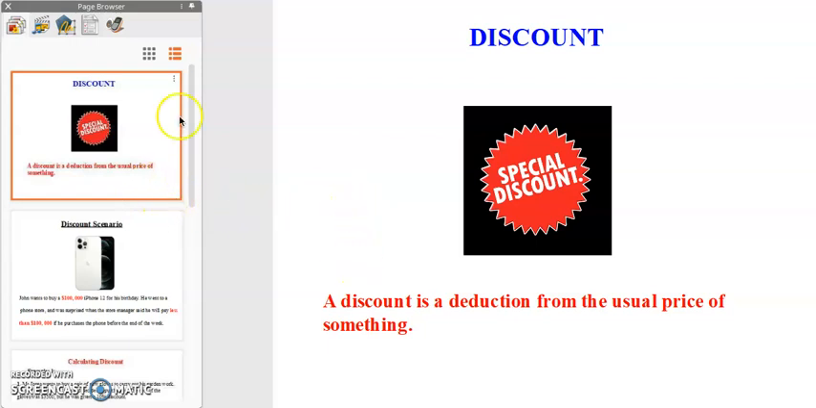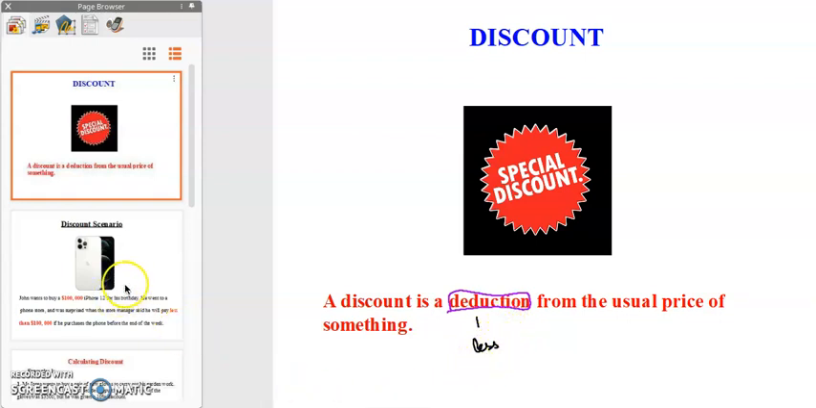Alright, so this is basically saying that a discount is a deduction from the usual price of something. And you see the word deduction, right? This basically tells us that the original price will actually decrease. So deduction, or get less, right? That's what will happen to the price. So if you get a discount on an item, you won't pay the marked price or the price that is stated. They will give you a discount, so you will pay a lesser price, right?